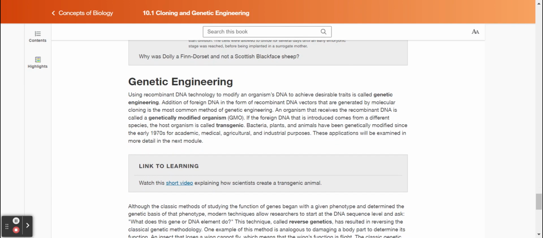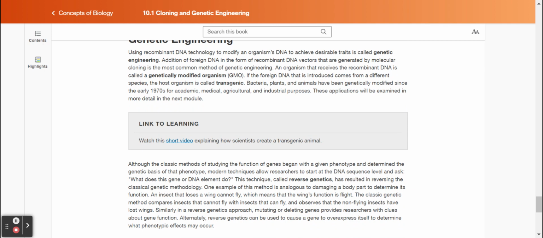Genetic engineering. Using recombinant DNA technology to modify an organism's DNA to achieve desirable traits is called genetic engineering. Addition of foreign DNA in the form of recombinant DNA vectors that are generated by molecular cloning is the most common method of genetic engineering.